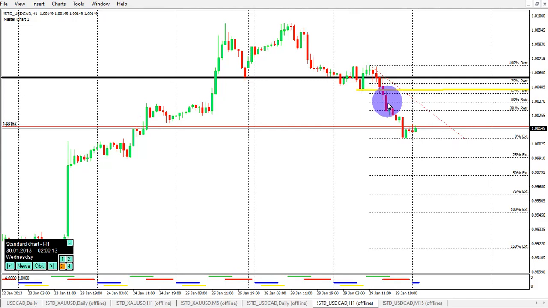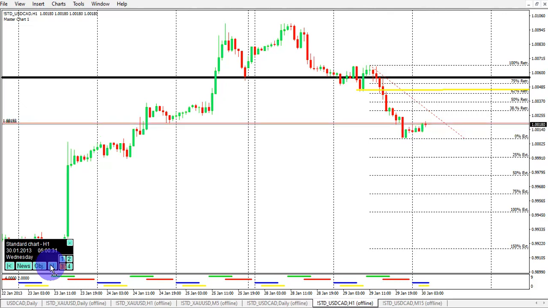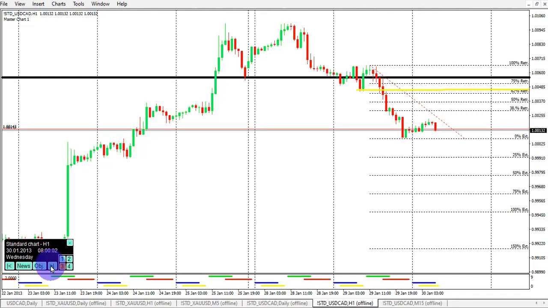Otherwise, this low that was broken would be the level where I'll be looking for the high of this day, or a high to form right here, where I can now look for a trade on the lower time frame like the 15-minute or the 5-minute. Okay, so let's just go further. All right, so we see price continue to trade.